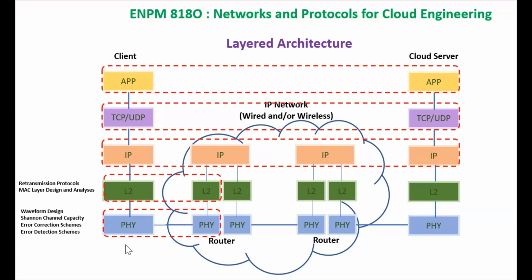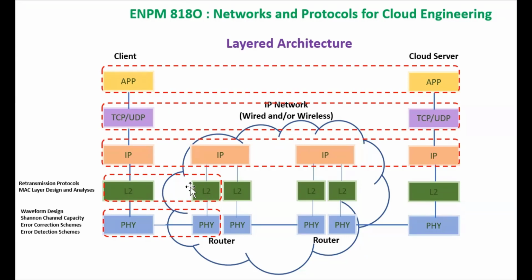Then we move on to the layer above it, which is layer 2, which is also called the data link layer. And we're going to learn about the retransmission protocols in the data link layer. As you can see, the data link layer is talking to a data link layer in the network. And that requires a reliable transmission.